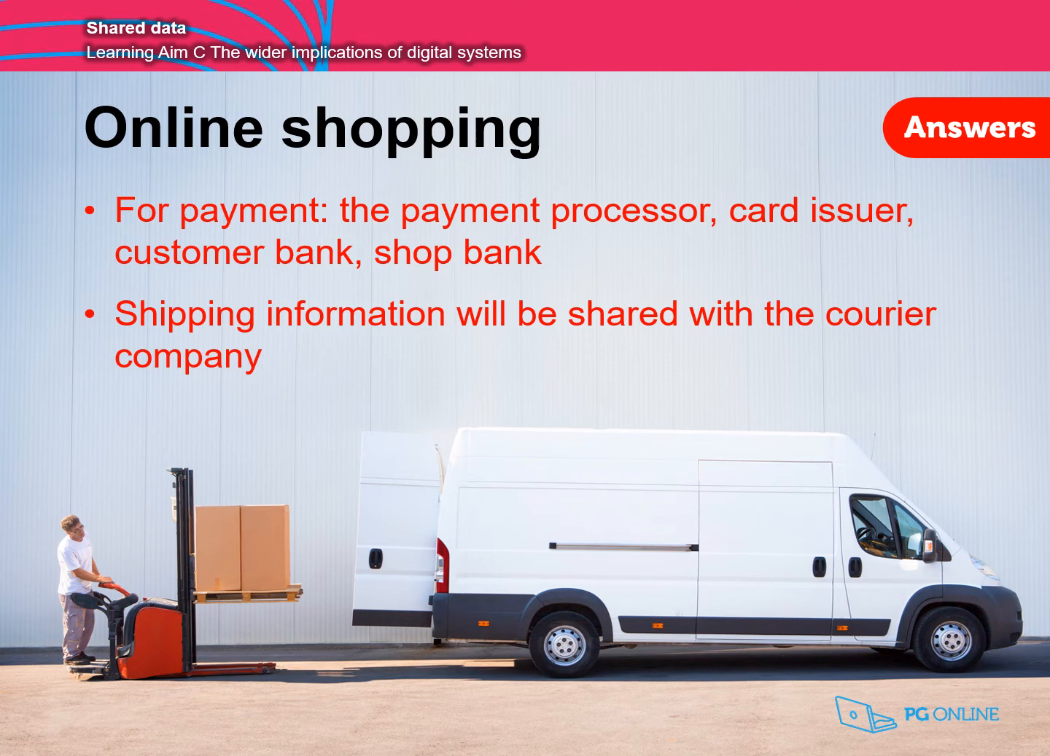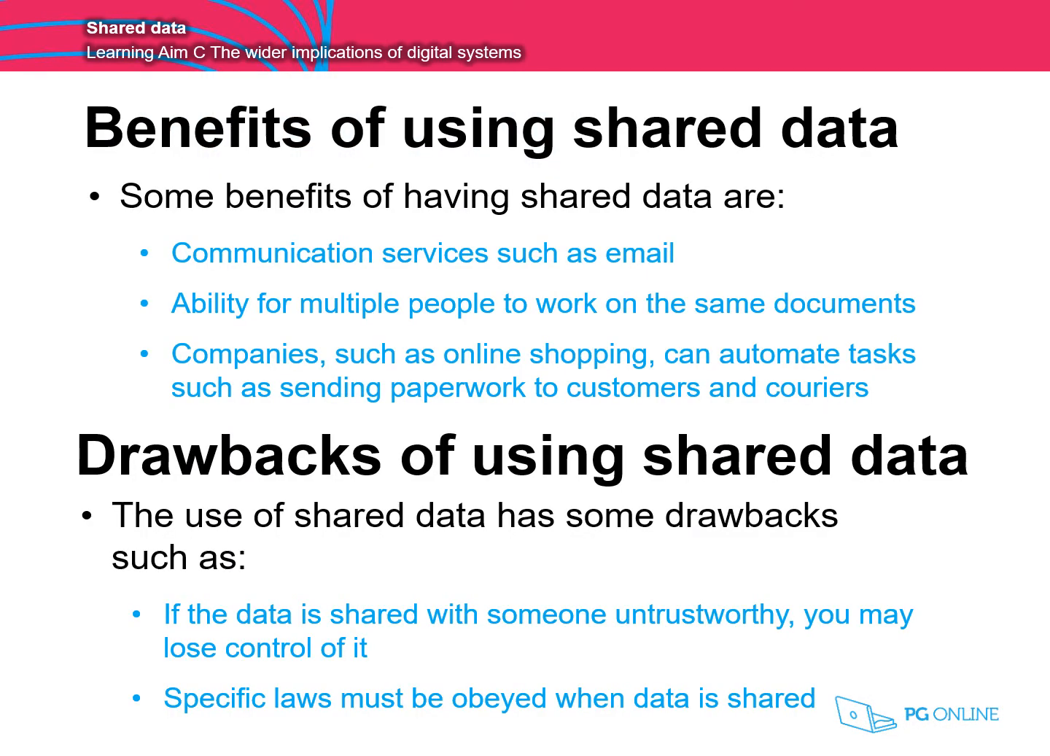Also, the postal address that you have written down will be shared with the shipping company. This will allow the courier to deliver your product to the correct house that you've purchased. By sharing this data amongst the different organizations, they can ensure that the transaction is completed and everybody is acting accordingly. When people and organizations share data, there are many benefits and drawbacks.